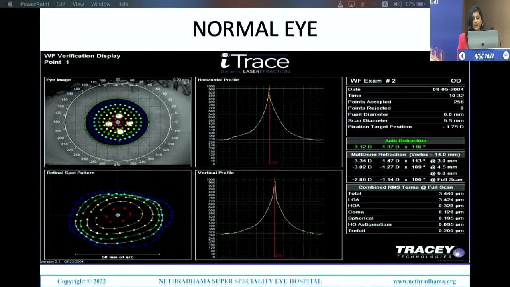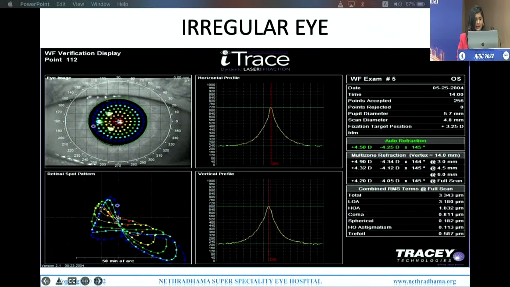Now the aberrometer that I'll be talking about is the iTrace, which is what we have in our practice. And this is called the wavefront verification display once you take a reading of a patient. So basically this measures 256 points. The principle behind iTrace is the ray tracing aberrometry, and it measures the reflected image from the retina. So 256 points that come through the pupil are measured and mapped here as a retinal spot diagram. So in a normal eye, it appears like this. In an irregular eye, you can see that the retinal spot diagram is quite distorted.